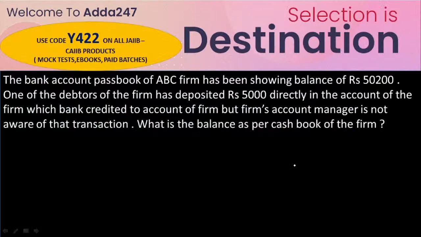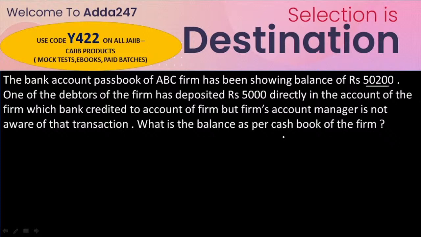So the first question is: the bank account passbook of ABC firm has been showing a balance of 50,200 rupees. Okay, so like I always explain, whenever you see that a passbook of any firm or cash book of any firm is given, you just understand this question is from the bank reconciliation statement chapter. So in the exam, you will find 4 to 5 questions based on this chapter.